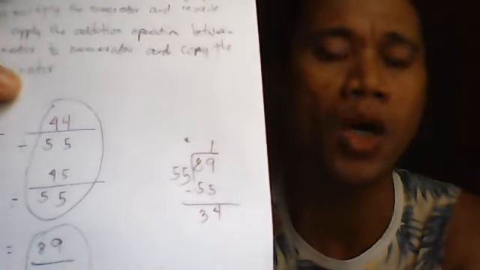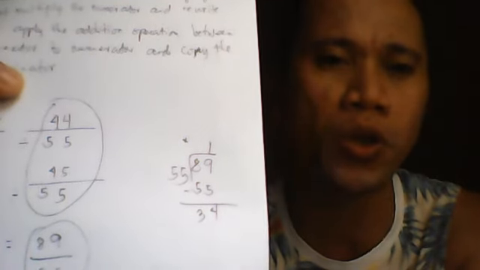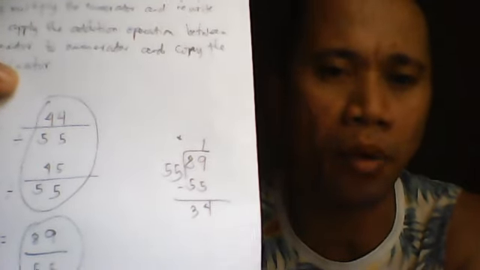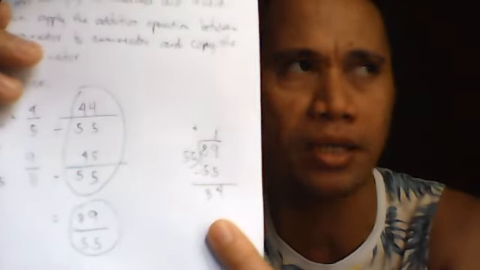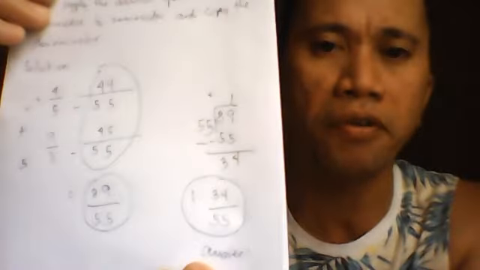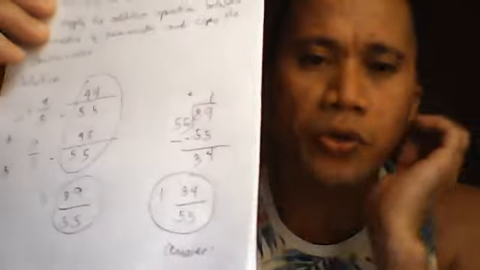So our answer now is a mixed number. We're going to rewrite 1 as our whole number. Next, the remainder, which is 34, becomes the numerator, and our divisor, 55, becomes the denominator. So our final quotient, or final answer, guys, is 1 and 34 over 55. Okay? Did you follow me, guys?